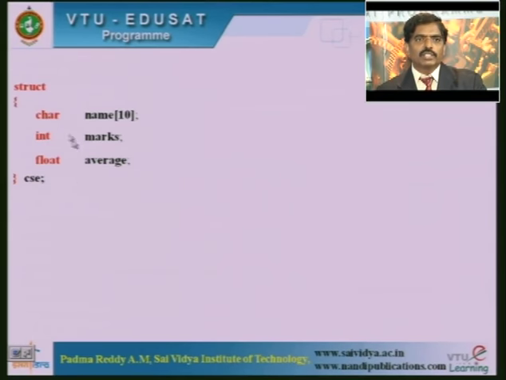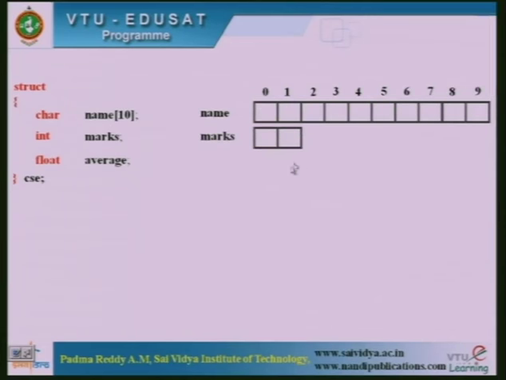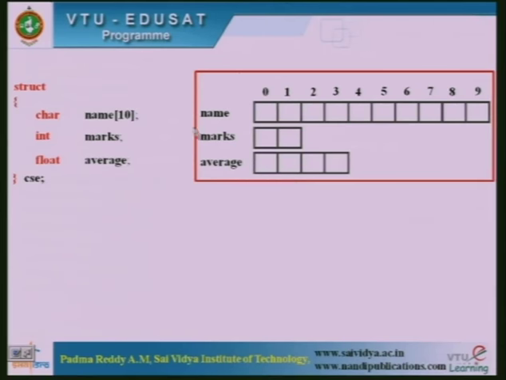Now tell me, what is this? There is no tag associated with this structure, so we say it is a tagless structure. Whenever there is a tagless structure, here we have to write the variable, and that variable must end with what? Semicolon. Now memory will be allocated. For name, how many bytes? 10 bytes. For marks, how many bytes? 2 bytes. And for average, how many bytes? 4 bytes. And this is the block. What is the name given for that block? CSC.